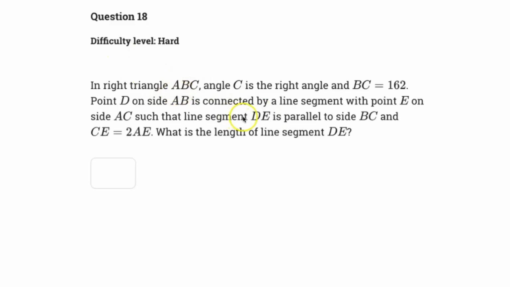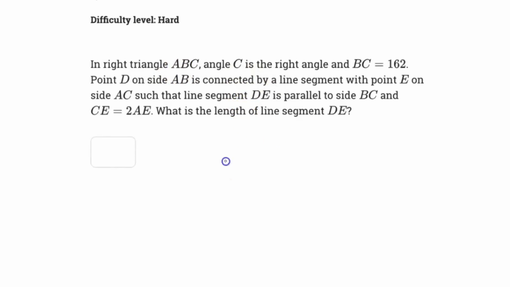Right triangle ABC, angle C is the right angle. So we're going to draw out our triangle. It's a snazzy triangle right there. So angle C we know is the right angle. And then it doesn't really matter what the other sides are. So ABC. Cool. It says side BC has a value of 162.